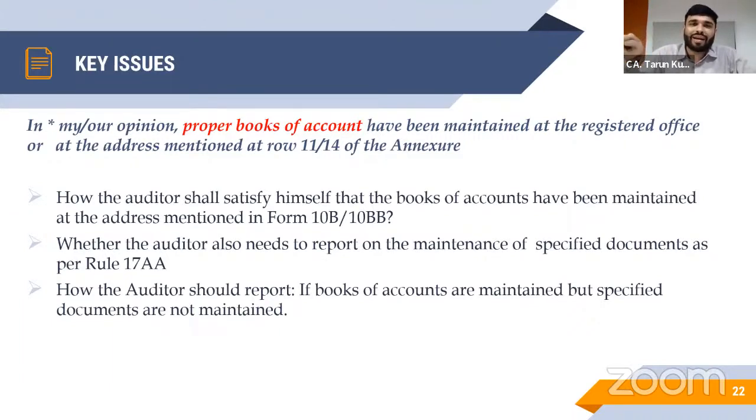Now, what is the responsibility cast upon the auditor to certify that books of accounts are maintained in a proper manner at the registered office? How will the auditor check this part and certify this? Now, under Rule 17AA, it not only talks about the books of accounts, but also some other documents. How will the auditor check the other documents, and what will be his responsibility if books are maintained, but some other documents are not maintained? Along with it, another question comes in: if books are maintained in a digital or electronic form or in a cloud-based manner, what will be the address in this case which has to be reported by the auditor that books of accounts are maintained? Sir, if you can take up these issues.